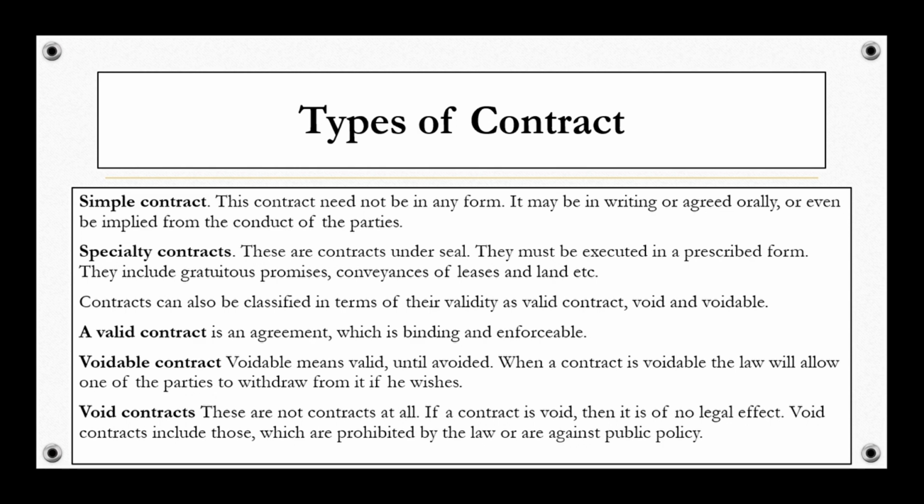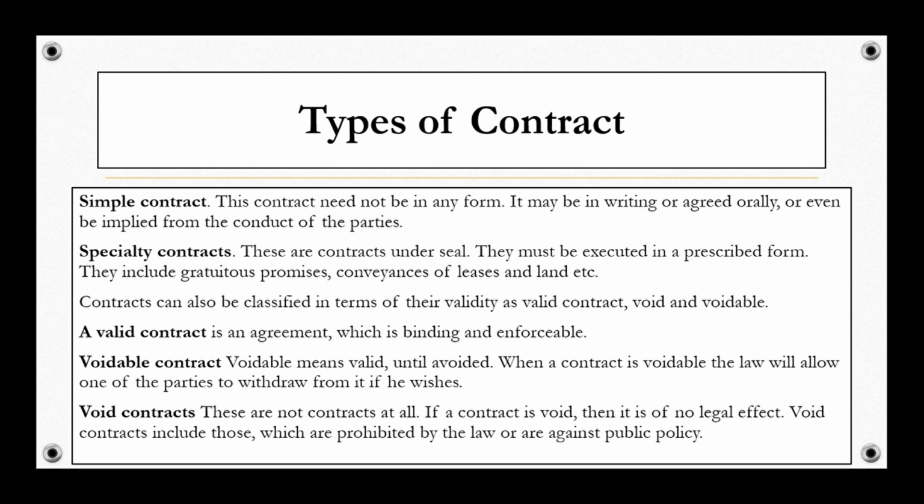Then we have a valid contract. A valid contract is an agreement which is binding and enforceable. So a valid contract is legally binding and can be enforced in court. For example, a signed employment contract between a company and an employee is a valid contract and can be enforced in court. Then we have a voidable contract.